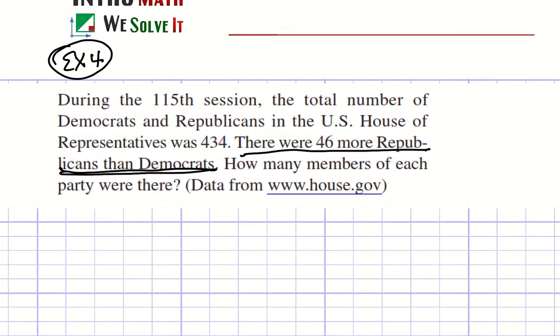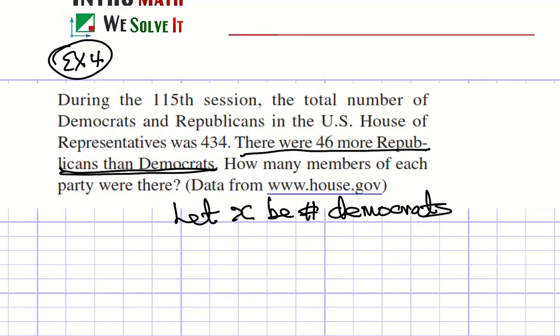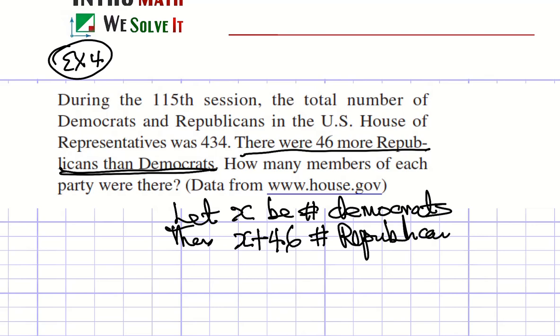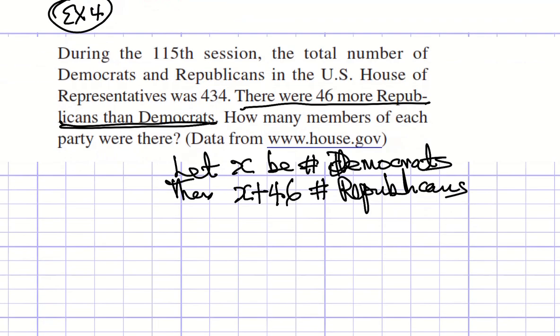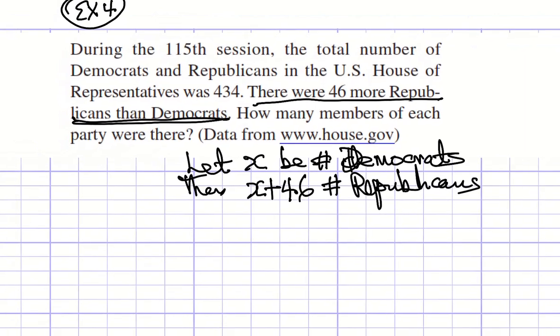46 more Republicans than Democrats. So this time let X be the number of Democrats. Then if that's the case, X plus 46 represents the number of Republicans. I think we're supposed to capitalize. I don't know, man. Okay, that's what that is saying there, right?